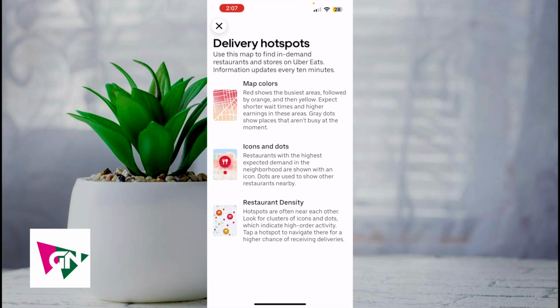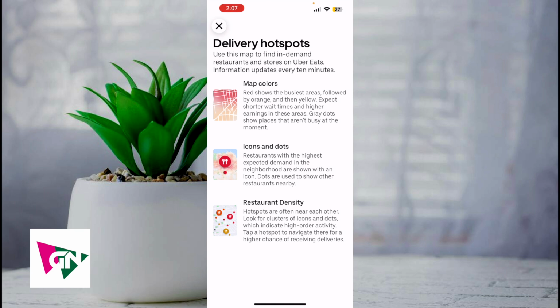Next, you have icons and dots. These are restaurants with the highest expected demand in the neighborhood and shown with an icon. So dots are used to show other restaurants nearby. Next, you also have restaurant density. Hotspots are often near each other. So look for clusters of icons and dots, which indicate high order activity.